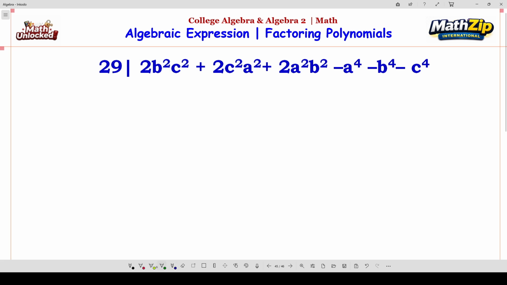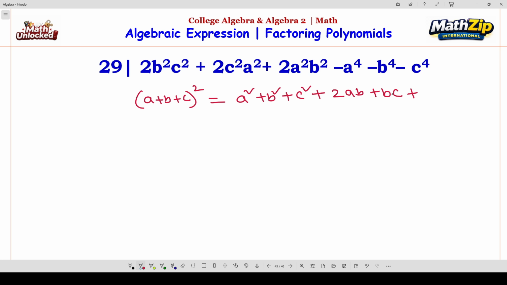We know (a + b + c)² means a² + b² + c² + 2ab + 2bc + 2ca. By this formula, we are going to factorize this expression. It's a big expression.